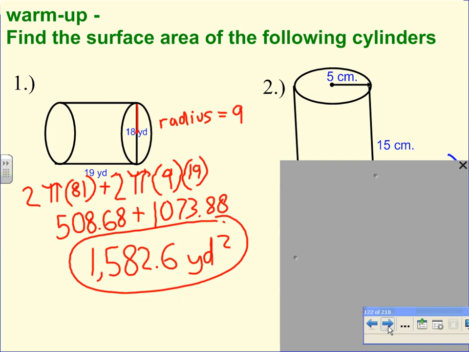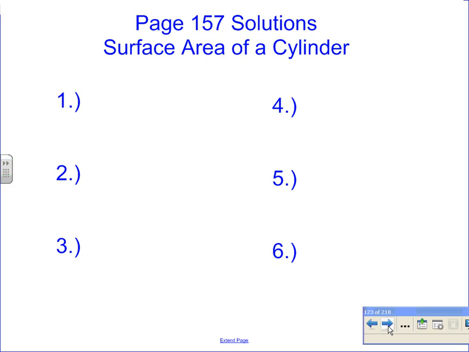Okay, let's go over the homework then, since you guys are okay. Let's start with page 157, which I told you don't find the volume because I didn't teach you that yet. Just find surface area. So let's go over page 157 first, and then we'll read through the first part of the cumulative review answers. Okay, Kevin, number 1 on 157.